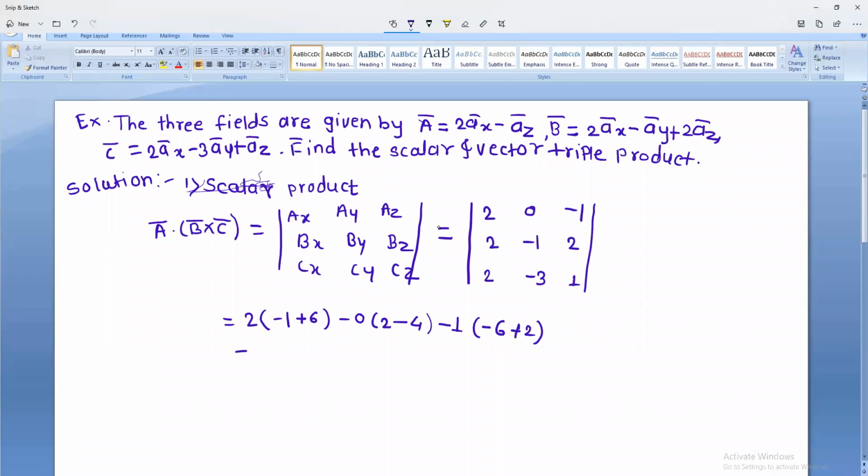Okay. So it is equal to 2 into minus 1 and plus 6. It is plus 5. Plus 5 into 2, plus 10. Minus 0 into this whole term will be 0. And minus 1 into minus 4, in plus 2, minus 6 plus 2 is minus 4. And minus 4 into minus 1 is plus 4. So it is equal to 14. Means A bar dot B bar cross C bar is equal to 14.